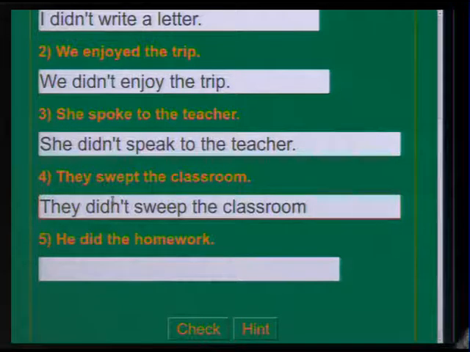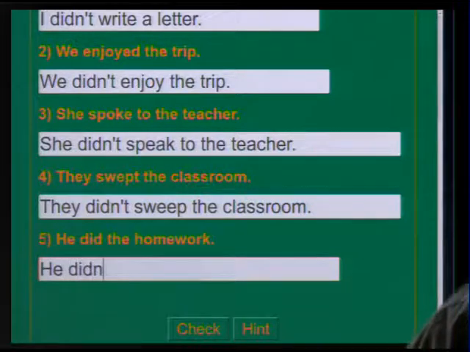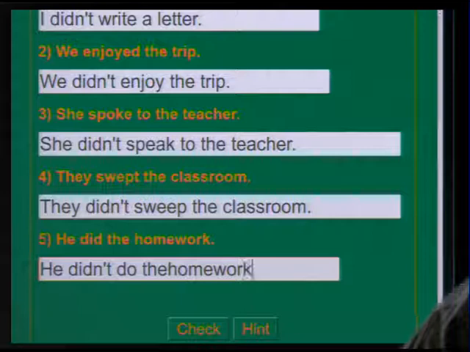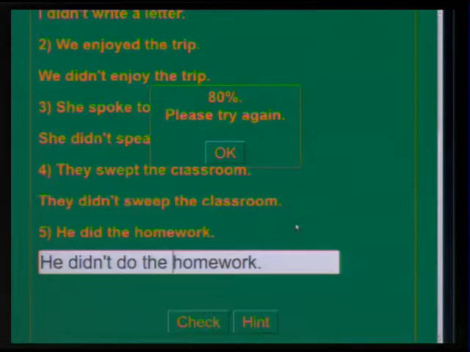They didn't sweep the classroom. The fifth one, he did the homework. He did the homework. He didn't do the homework. Okay, shall we check them? Right.